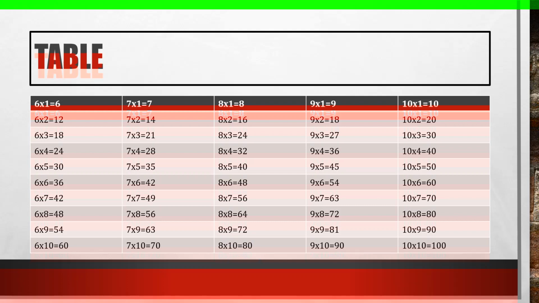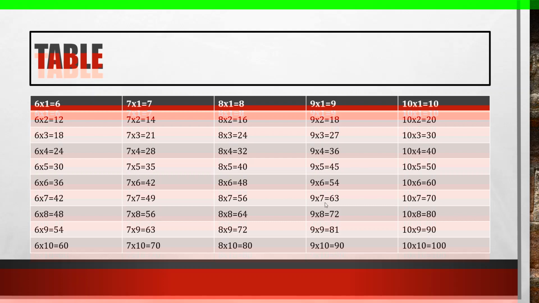Yes, students, you can read the table of 9. 9 times 1 is equal to 9. 9 times 2 is equal to 18. 9 times 3 is equal to 27. 9 times 4 is equal to 36. 9 times 5 is equal to 45. 9 times 6 is equal to 54.